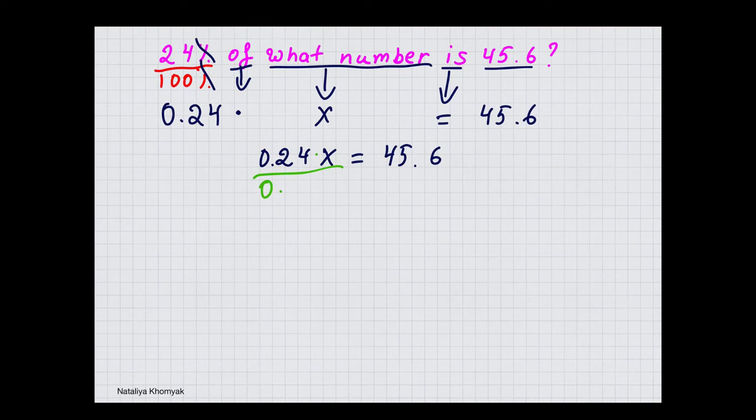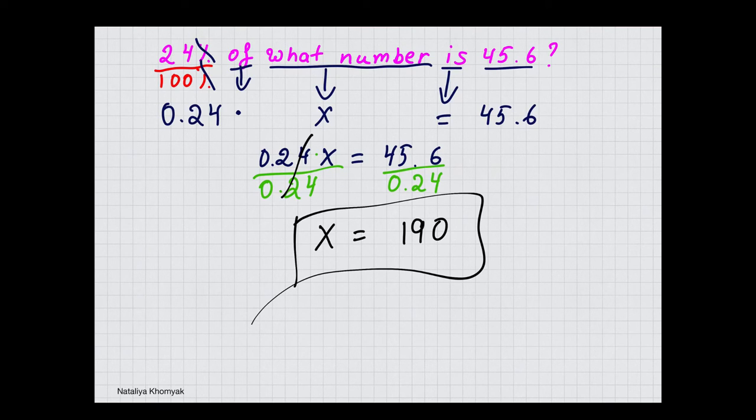X is being multiplied by 0.24. The opposite is to divide by 0.24. What you do to one side, you want to do the same thing to the other side. This will cancel. So x is equal to 45.6 divided by 0.24, which gives us 190. And this is our solution.